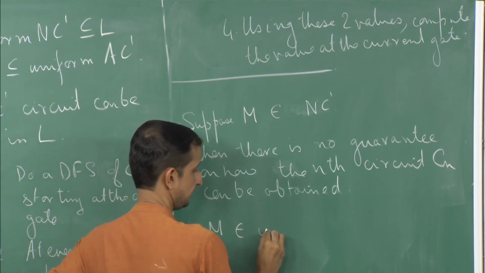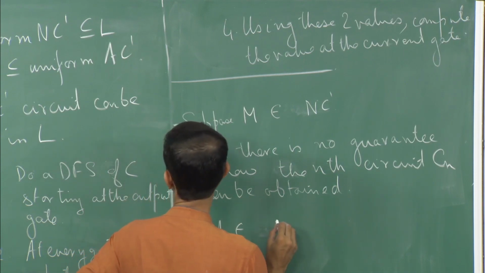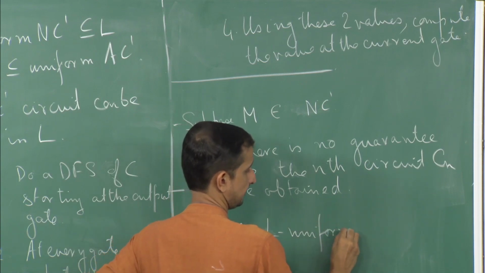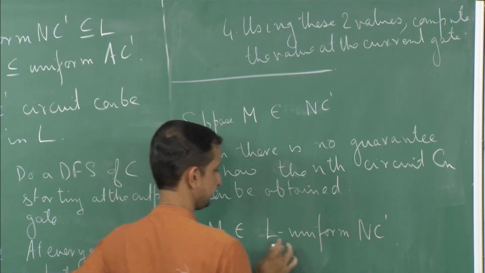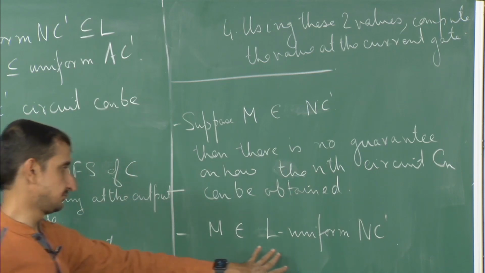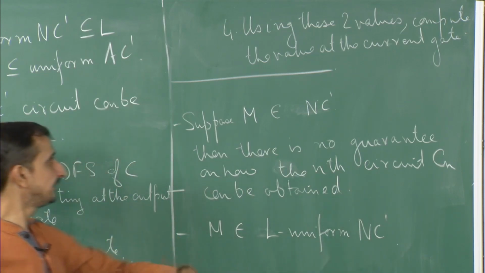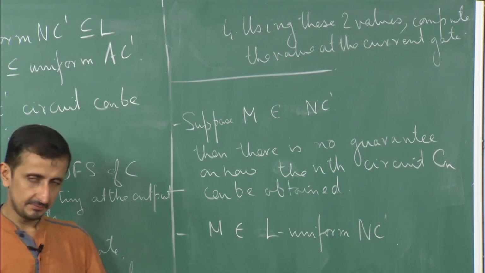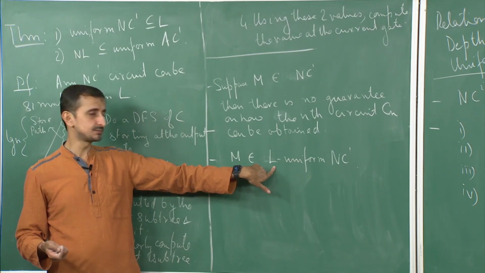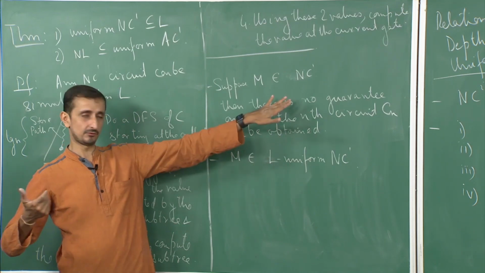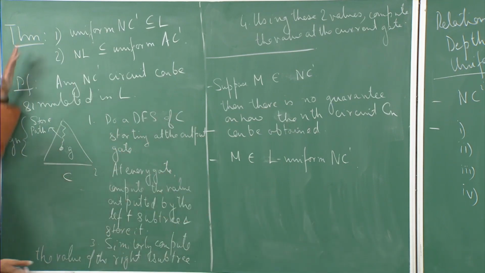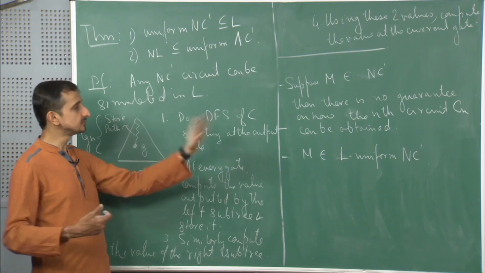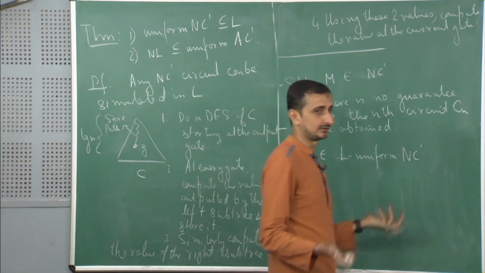On the other hand, suppose that M was in L-uniform NC1. L-uniform is just a shorthand notation for log space uniform NC1. Then what I can do is that given any x, I compute the length of x. Let us say that length is n. Now, I know that there is a log space machine which when given n can produce Cn for me. Now, I get Cn, and I run this simulator for Cn, which gives me a log space algorithm, and using that log space algorithm I just say yes or no for that x.